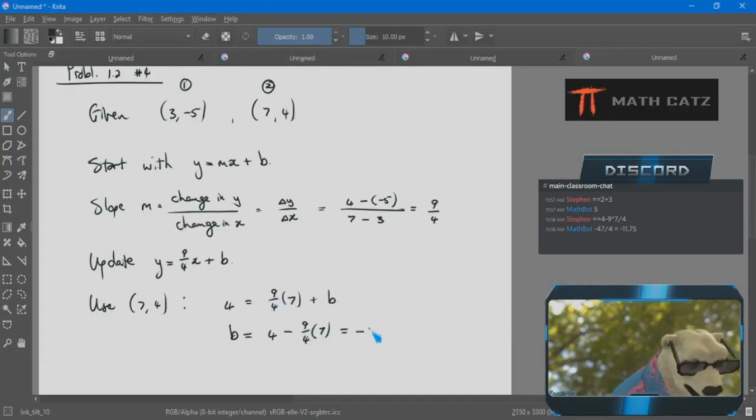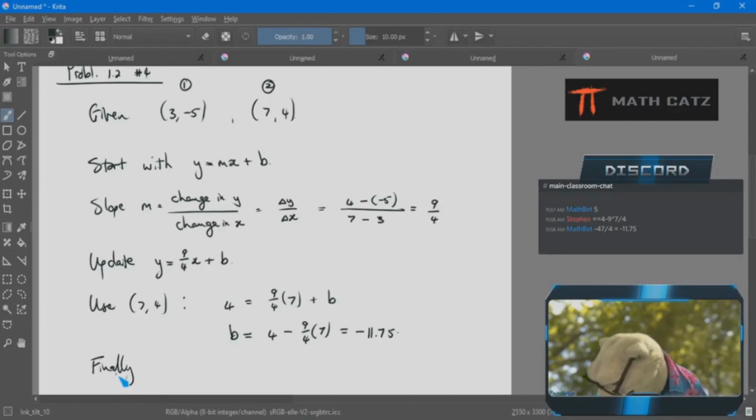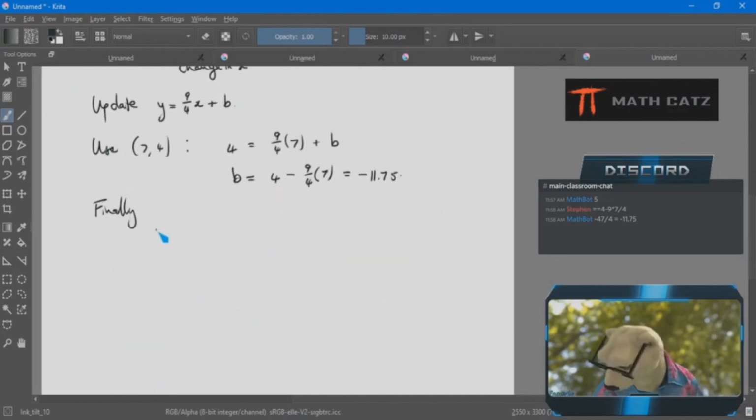And we have negative 11.75. Let's suppose I didn't even care. I can convert that to a proper fraction. Who cares? It doesn't matter at all. We can then update finally. No one says we have to write decimals or fractions. We can mix them. It's all correct.